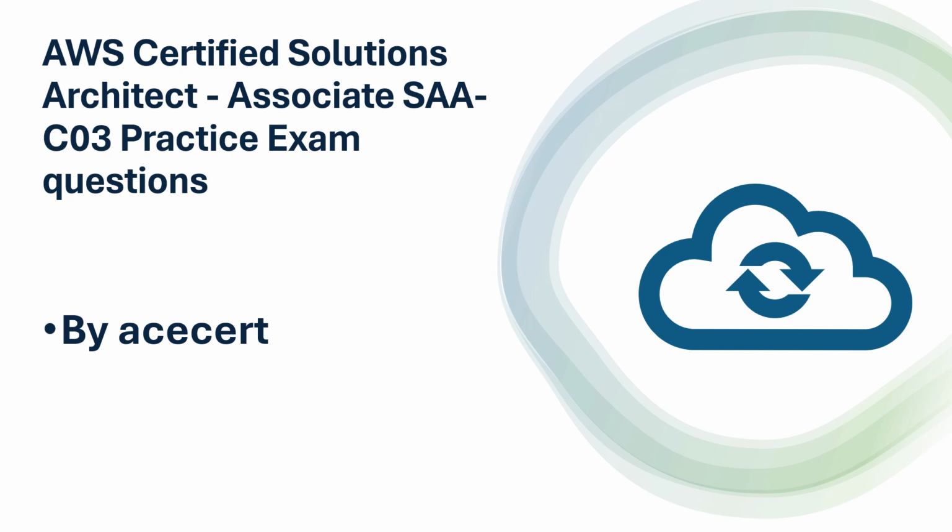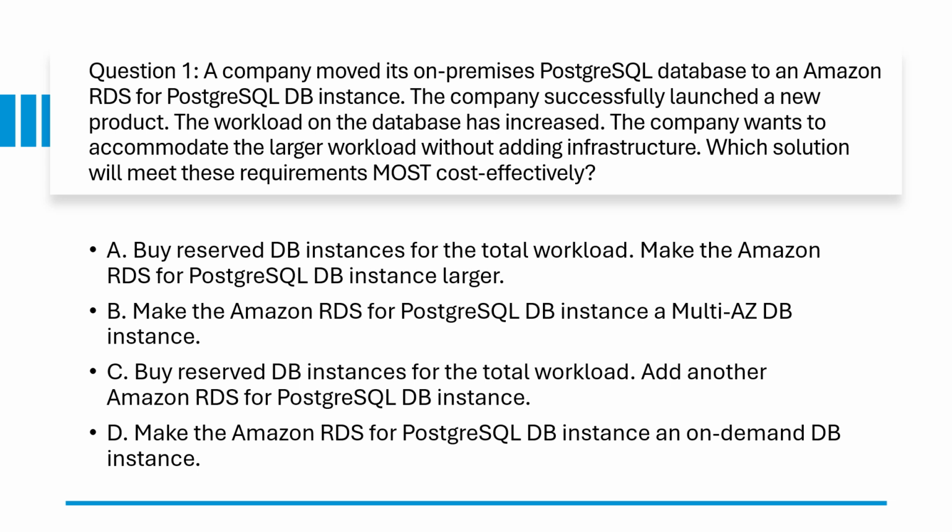AWS Certified Solutions Architect, Associate SAA-C03 Practice Exam Questions by AWS. Question 1. A company moved its on-premises PostgreSQL database to an Amazon RDS for PostgreSQL DB instance.